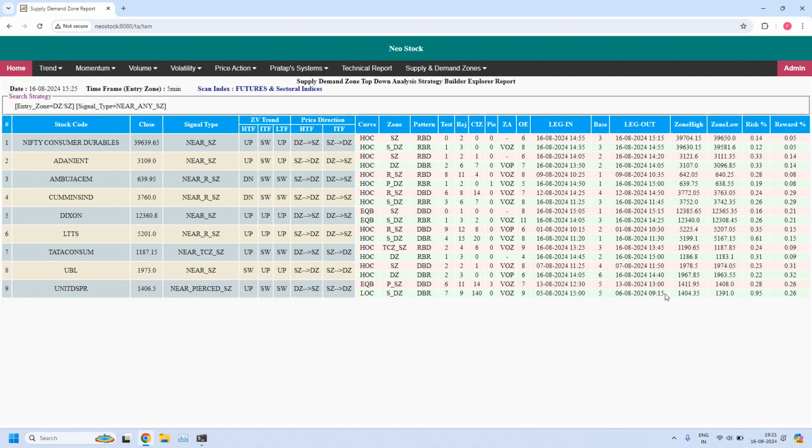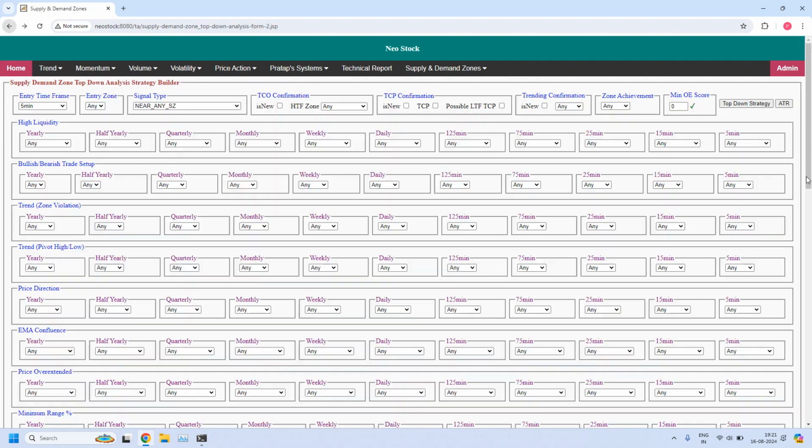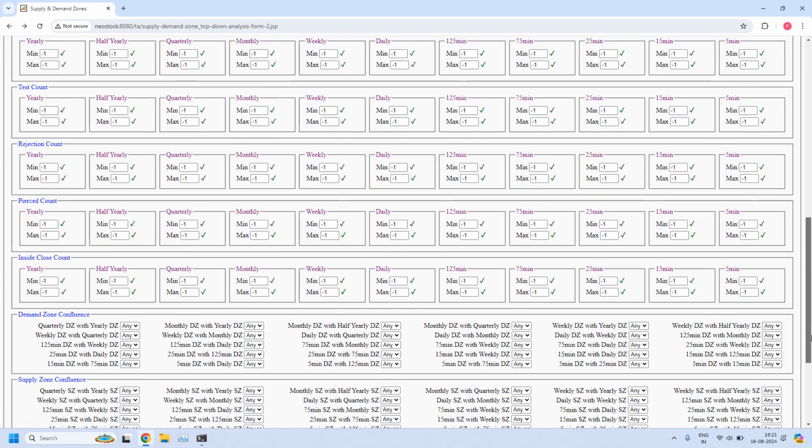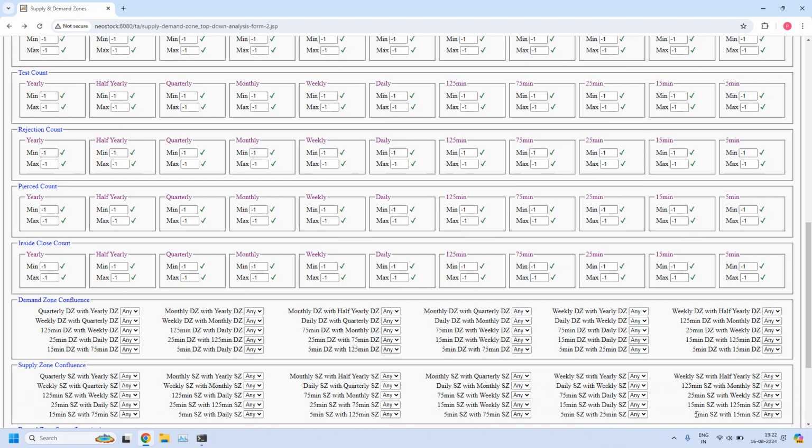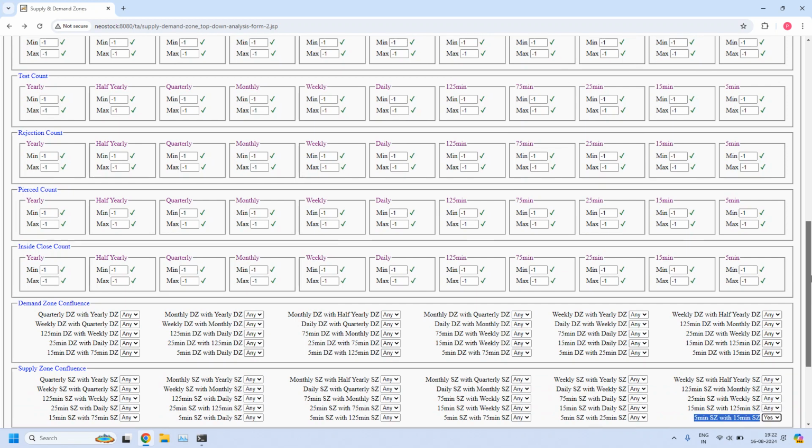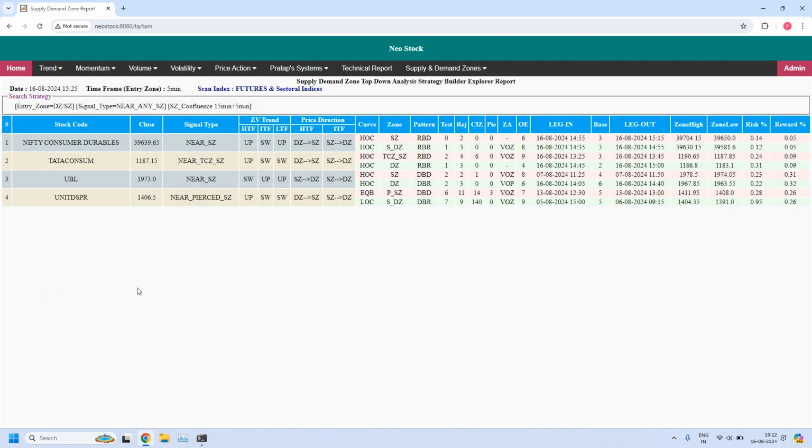The last one is United Spirit. This is peers. So we need not worry about this remaining probably. So anyway, let's look for this 5-minute supply zone confluence with 15-minute supply zone. So 5-minute supply zone with 15-minute supply zone enabled. Let's verify. So 4 stocks are filtered.